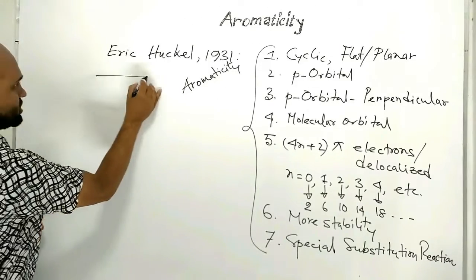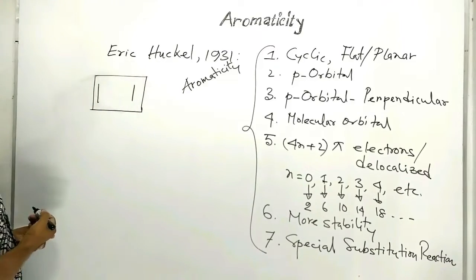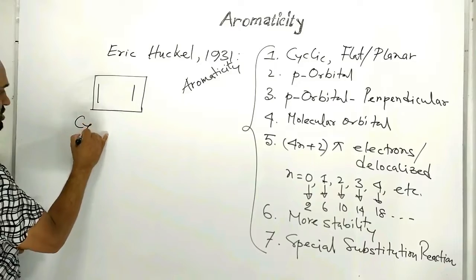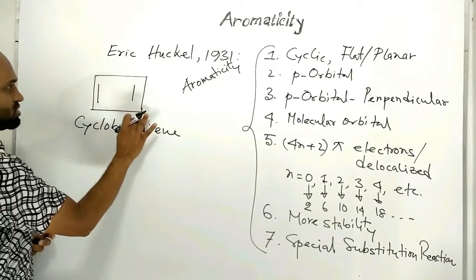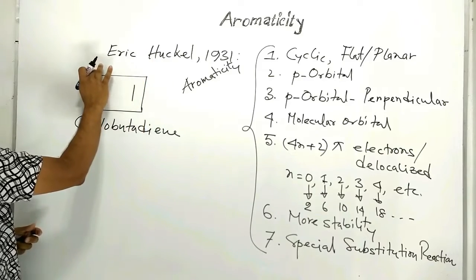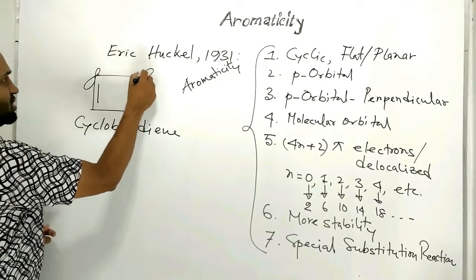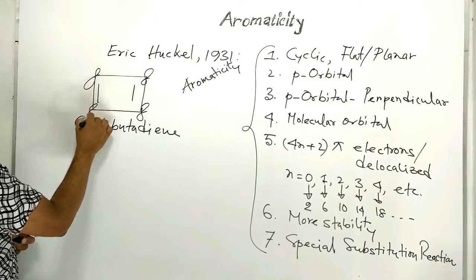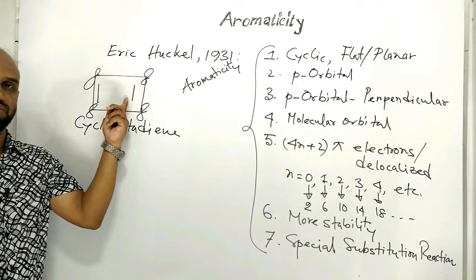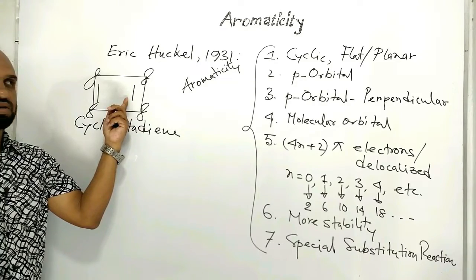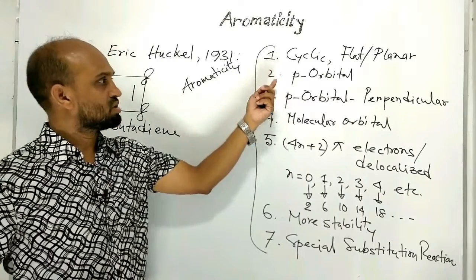The compound is this, that is cyclobutadiene. Here there are 4 carbon atoms that contain unhybridized p orbitals that form pi bonds. This is cyclic, flat or planar.